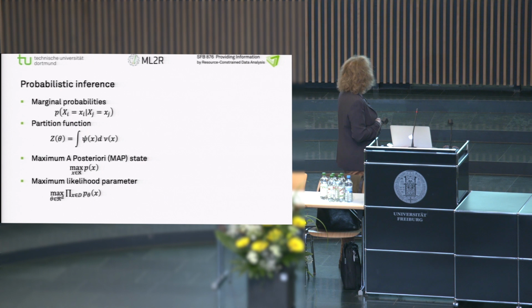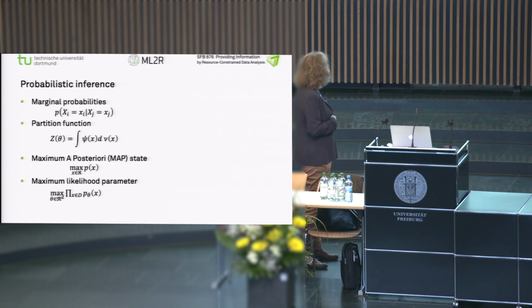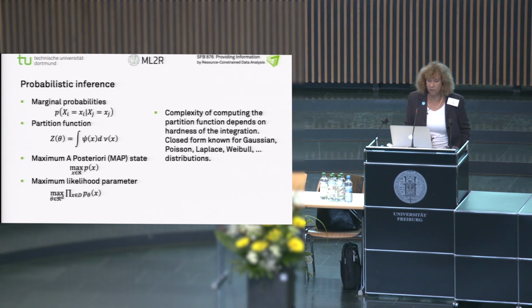If you have the particular value of a variable, then for the partition function you can consider an integral, and then the maximum a posteriori state gives you the probability that you would like to hand out as a result, for instance. So the complexity of computing the partition function depends on the hardness of the integration. A closed form is known for Gaussian, Poisson, Laplace, Weibull distributions, or for some distributions.